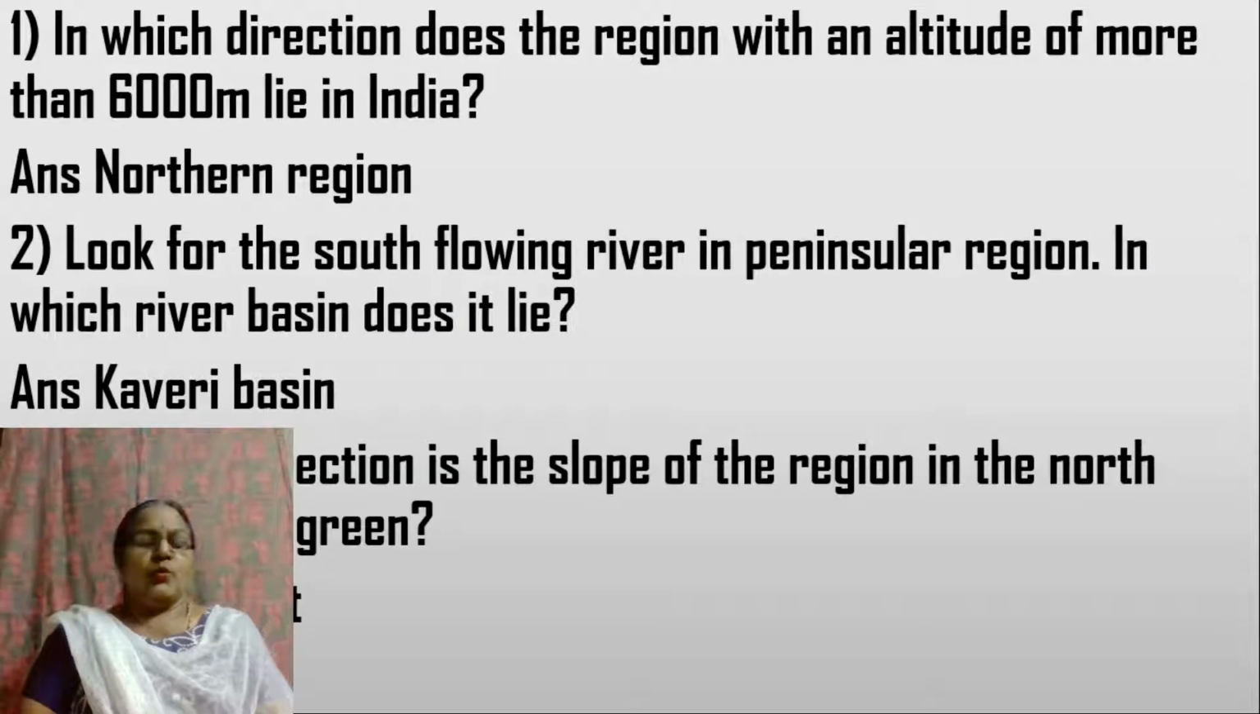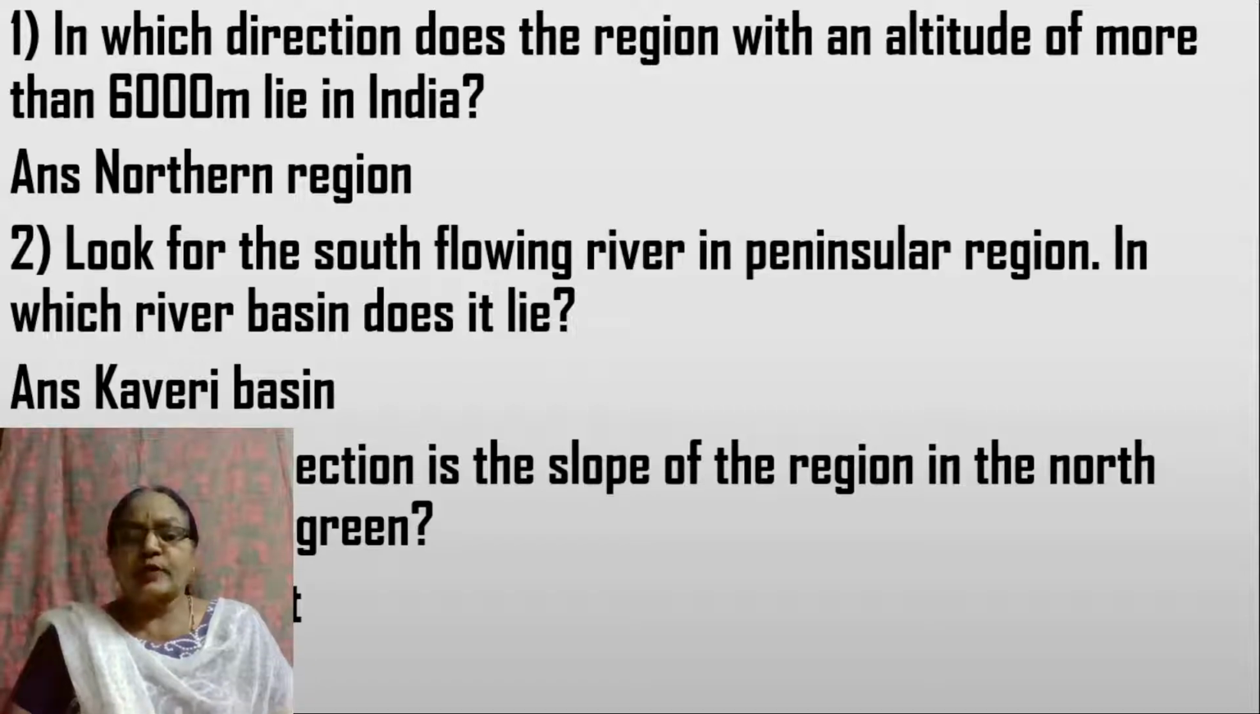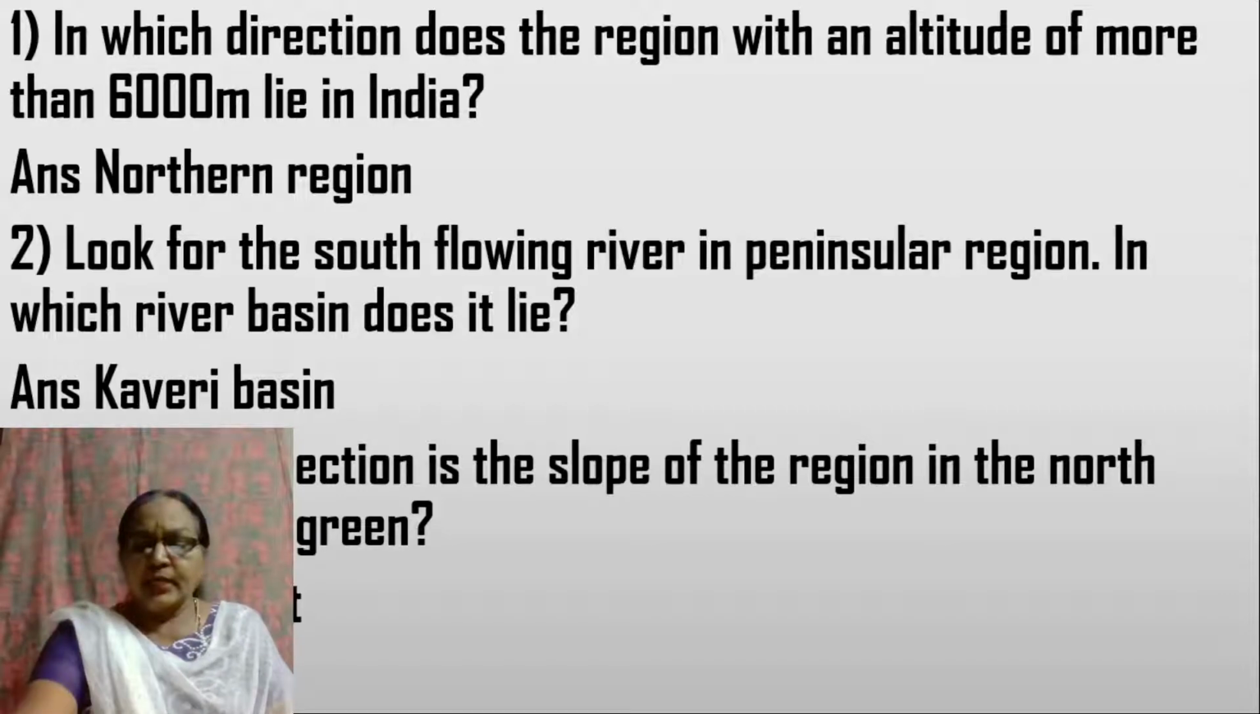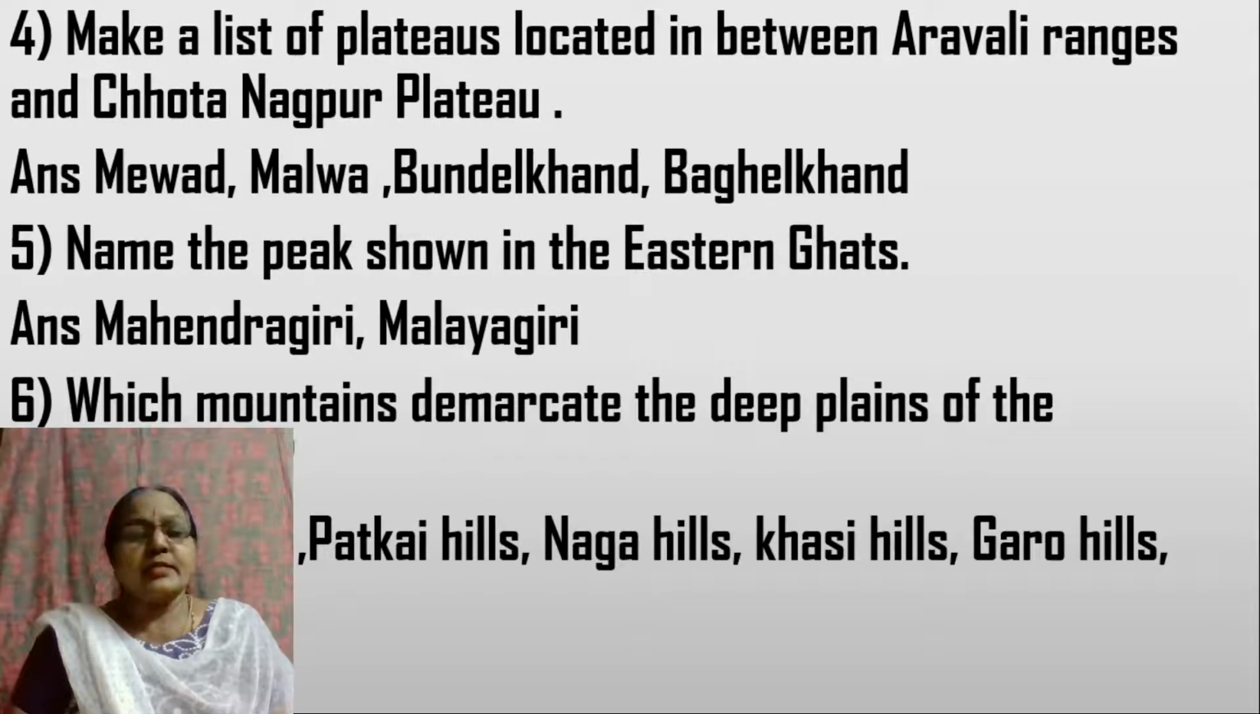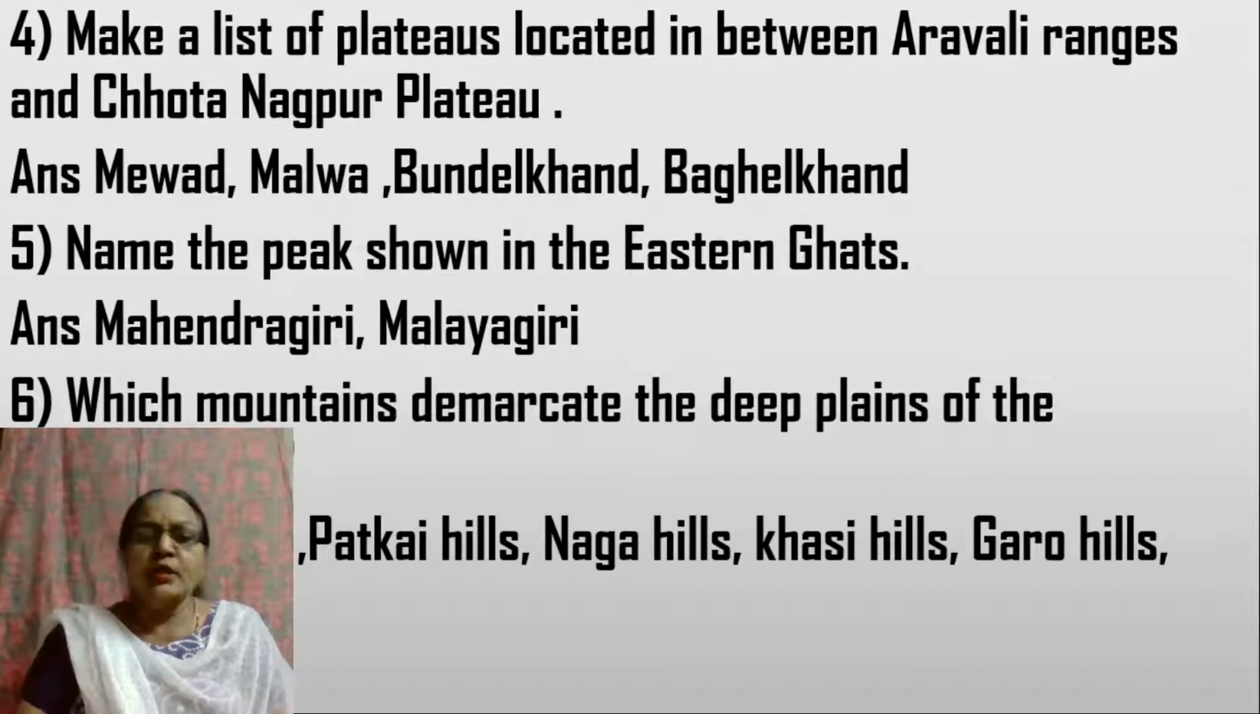So, in which direction is the slope of the region in the north shown in dark green? That is along the northeast. Okay. Next is make a list of plateaus located in between Aravalli Ranges and the Chota Nagpur Plateau.